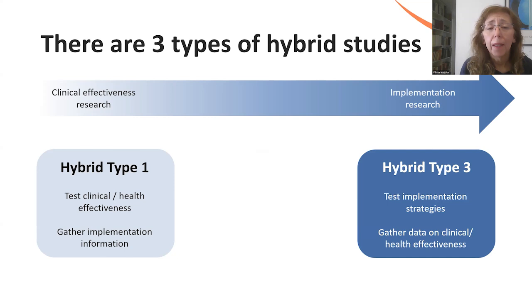In type 3 hybrid studies, then, the primary outcomes are implementation outcomes, and clinical effectiveness or health effects are secondary aims. Important here, we use this type of design when we need to generate evidence about what is the best or what are the best implementation strategies. We already have enough evidence about the clinical effectiveness of the intervention. That is not our main problem.